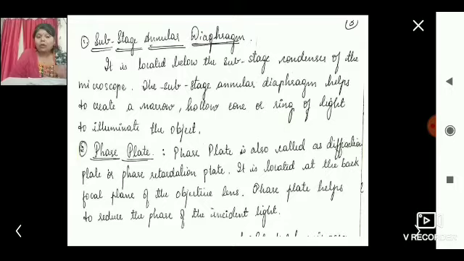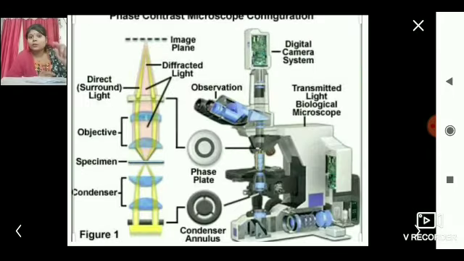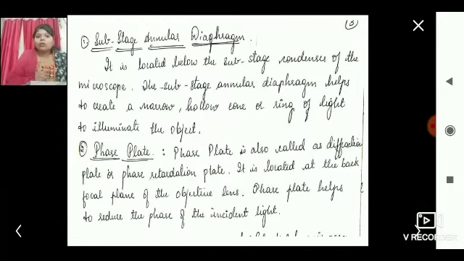What is the phase plate now? The phase plate is also called a diffraction plate or phase retardation plate. It is located at the back focal plane of an objective lens. The phase plate helps to reduce the phase of the incident light. So it is going to reduce the incident light. See here, it is exactly above the objective. Clear? So it is located at the back focal plane of the objective lens.